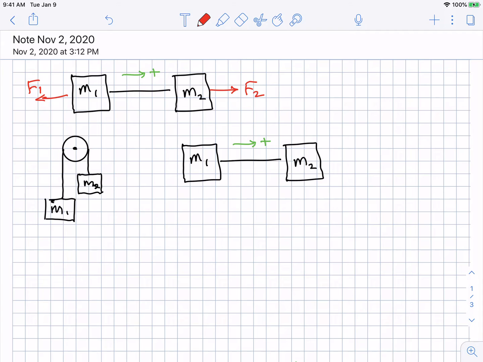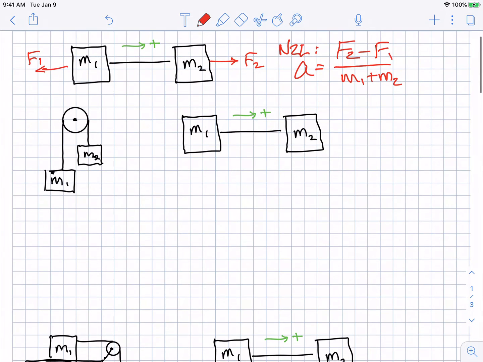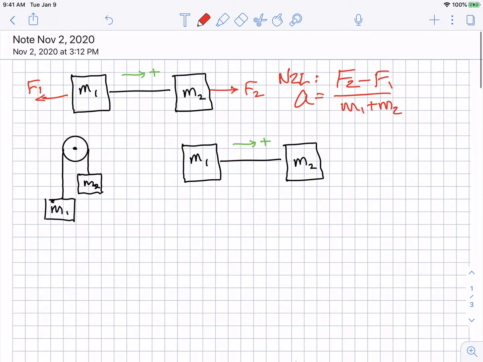That means I can just write down from Newton's second law: F2 minus F1, that's the net force. And then what are those forces moving? M1 plus M2. So that F net divided by M equals the acceleration. Boom, done. Super simple. So our job with pulleys is to then make them super simple.